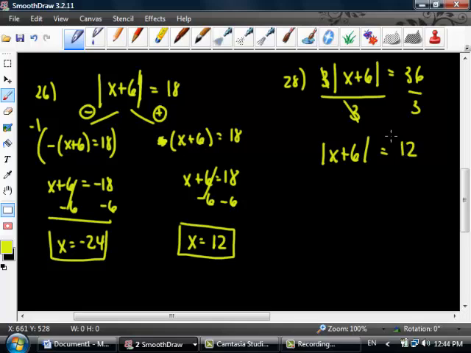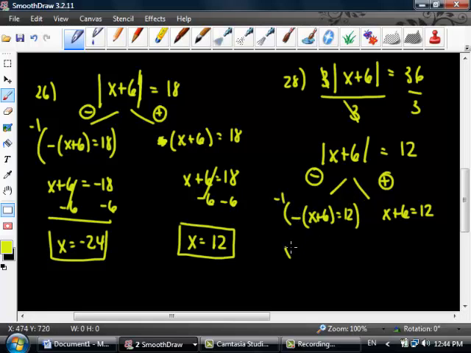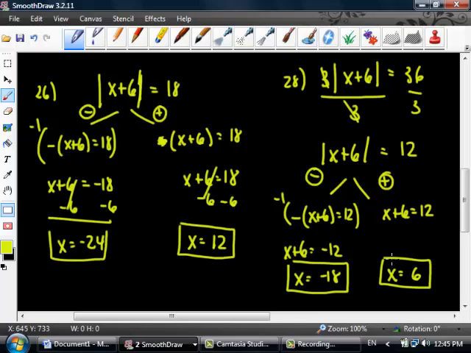From here, does 28 now look like 26? Does it kind of look like the same problem? Yeah, so actually, it almost looks exactly the same. We got the negative version, the positive version. The negative is negative parentheses x plus 6 equals 12. And the positive version is x plus 6 equals 12. Multiply both sides by negative 1 here. X plus 6 equals negative 12. We can do the rest in our head. X equals negative 18. And we're done with that side. X equals 6 on the right. And those are our two answers.